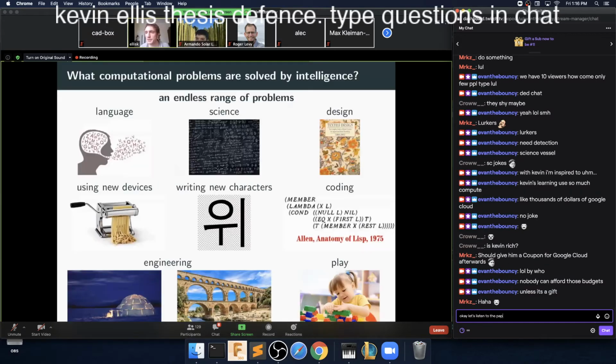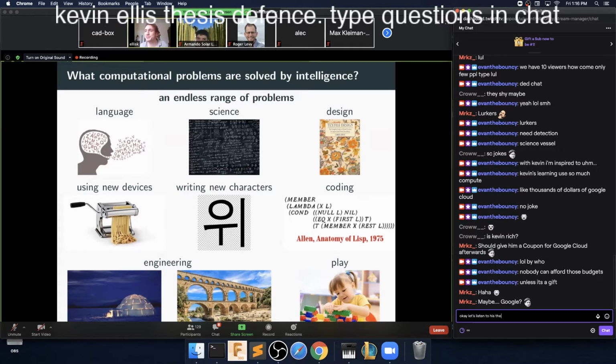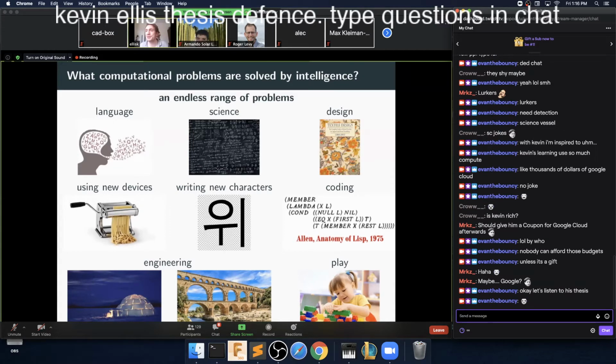I want to point out that human intelligence allows us to solve really an endless range of problems. And these go all the way from cooking to calculus to graphic design.